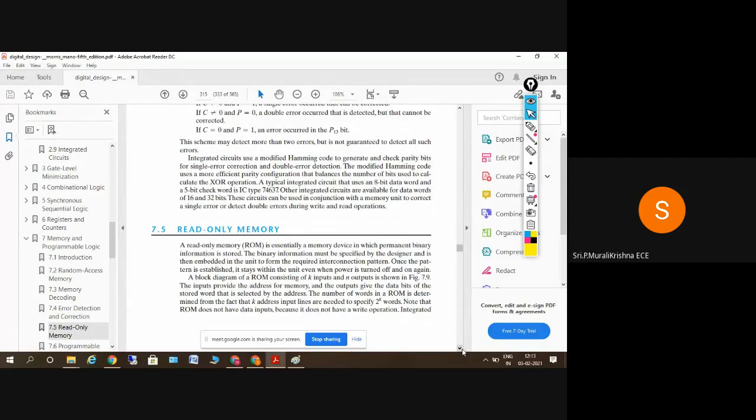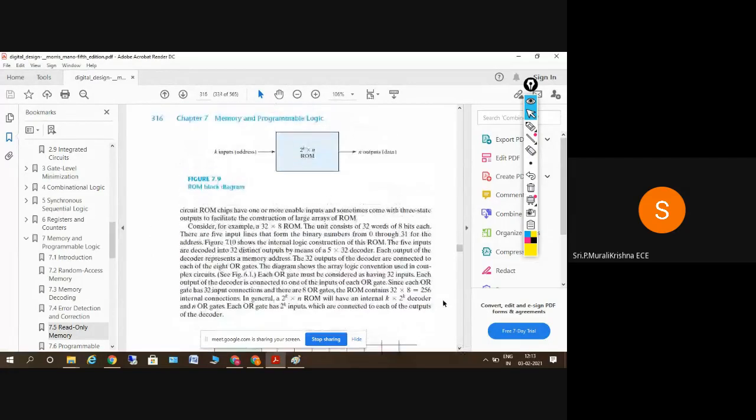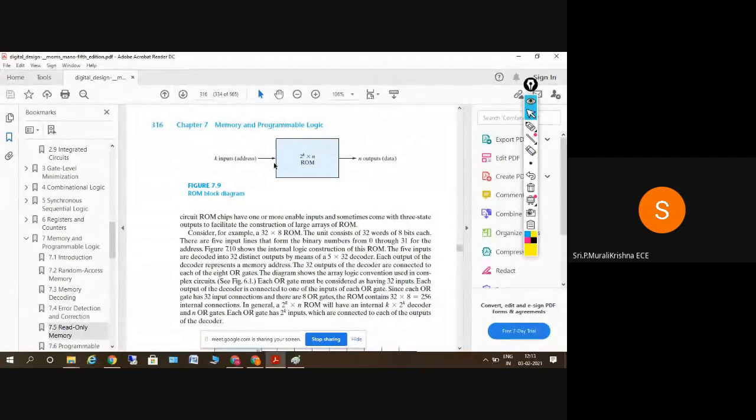So the structure of ROM will be like this. It is just like RAM only, but there is no read and write operation, only the read operation. With the help of k input address bits, the size of the ROM will be 2 power k into n words, where n is the number of outputs. So this is the structure of ROM.